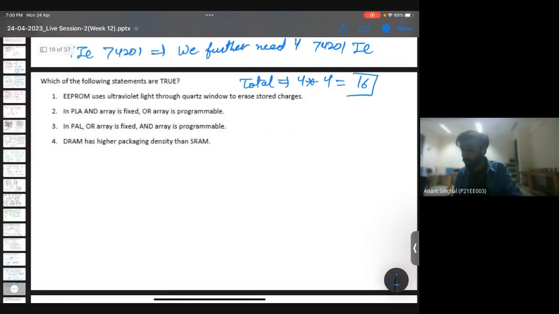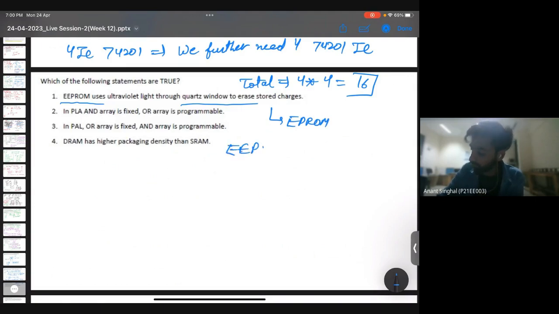So it says which of the following statements are true. Okay. So it says that EEPROM uses UV light through quartz window to erase. So this is not the statement for EEPROM. This is for EPROM. EEPROM is electrically erasable. It uses electrical signals instead of the UV radiations. So this statement is false.